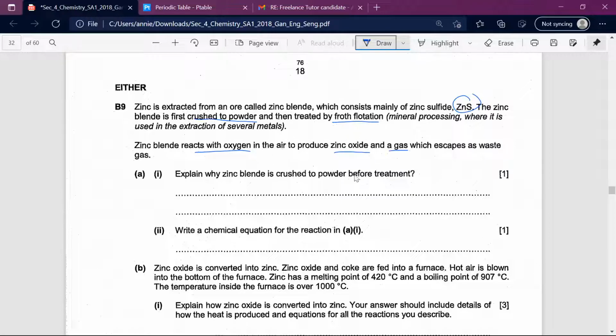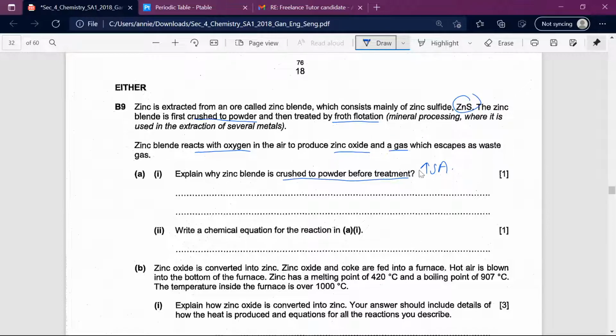So explain why zinc blende is crushed to powder before treatment. Okay, remember, if something is crushed, or maybe finely divided, like the finely divided iron catalyst, it is actually to increase surface area. So remember, it's always to increase surface area. And now you need to think about why you need to increase surface area.